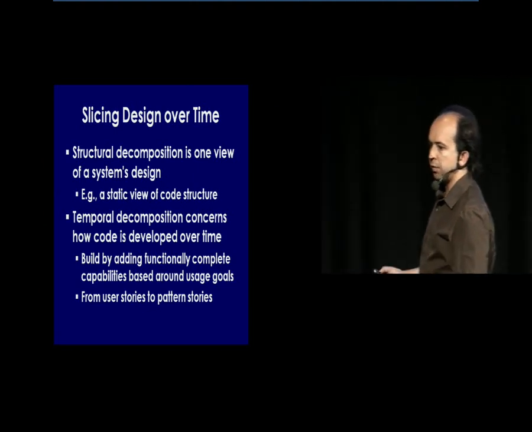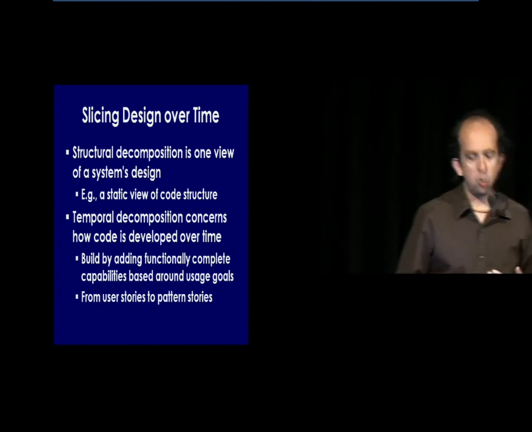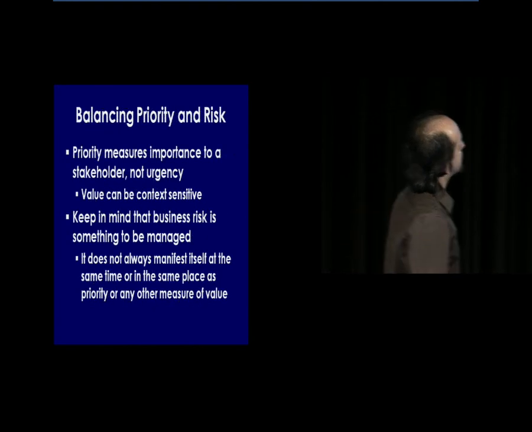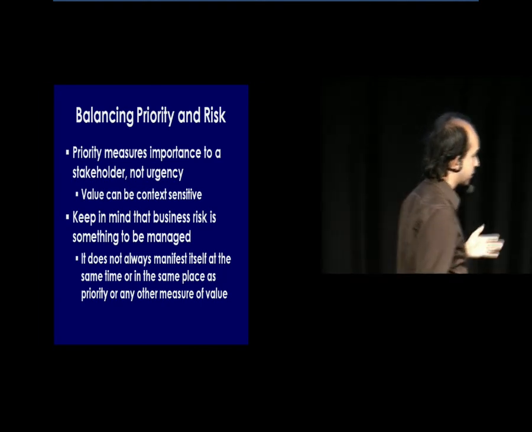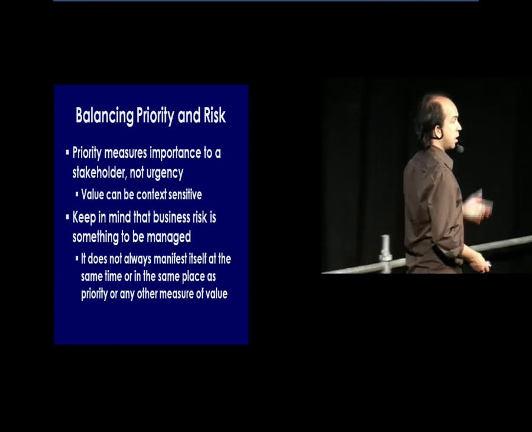So let's focus back on this one. If we're slicing up the design and we're effectively organizing stuff, then how do we structure this? Well, one of the ways we care about this stuff is to look at priority. Priority is typically a measure of business value, and there is this idea that you slice things up and you sort of say, oh, well, this is a higher priority than this.